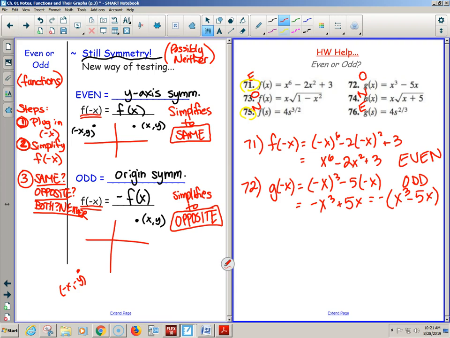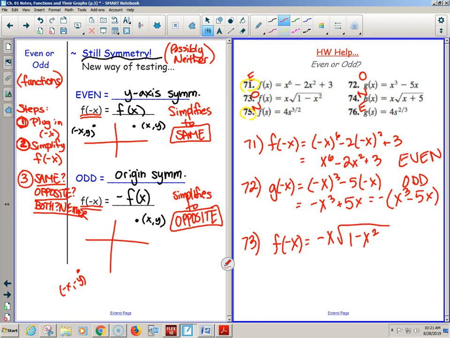If it's the opposite of the original, then it's odd. Now hold on, number 73. This one's also odd, but maybe for some of you it would be a little bit harder as to why or how. Can I skip to the simplified? Simplify, and here's what you would get. You would get f of negative x equal to negative x times the square root of, the negative goes away.